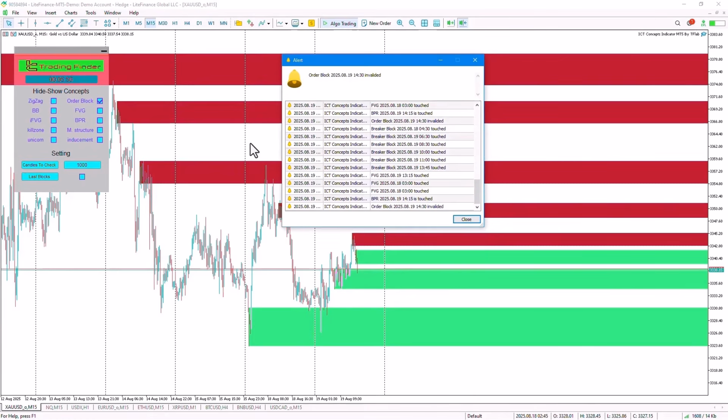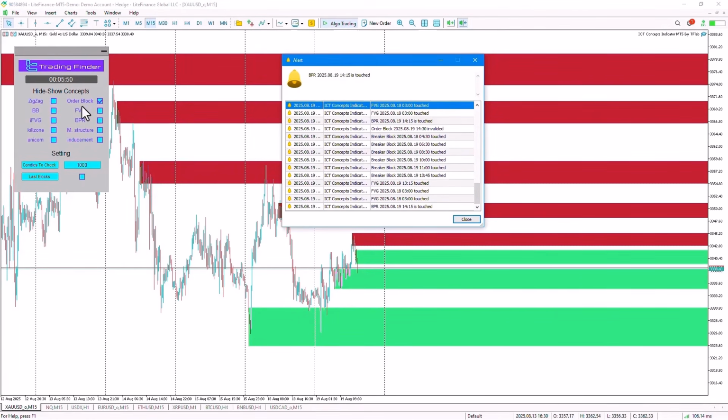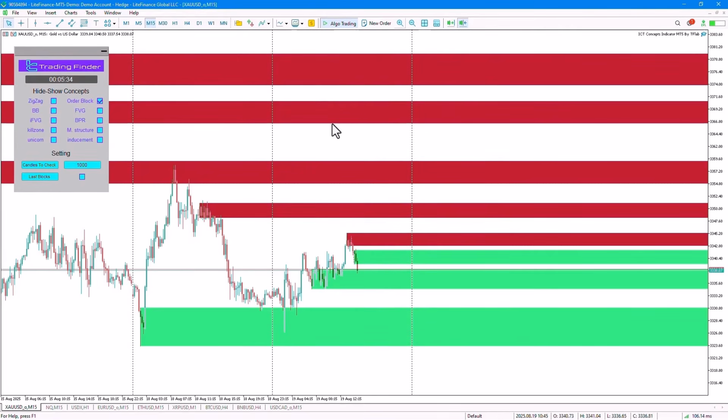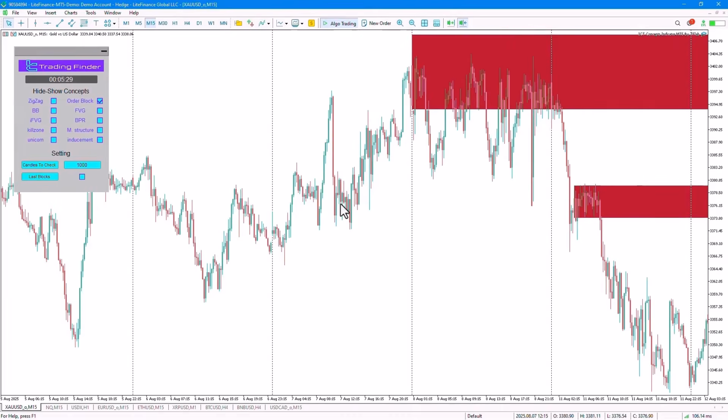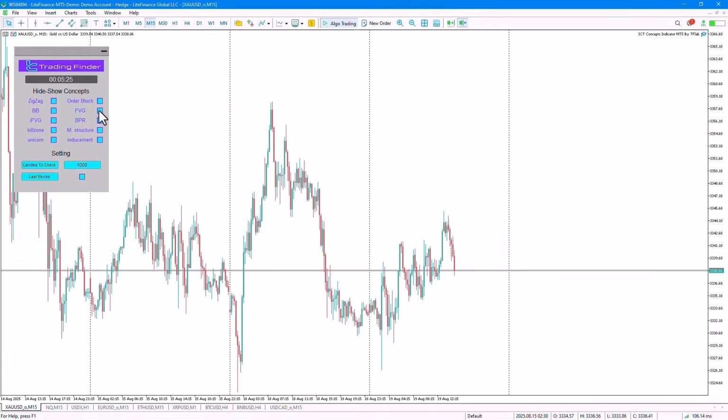Also, please keep in mind that the alerts issued for us are exclusively related to specific trading concepts such as order block, breaker block, fair value gap, FVG, imbalance fair value gap, IFVG, and balanced price range, BPR, along with the prevailing market structure at the time of a CHOCH, which stands for change of character, and finally, the concept of unicorn.